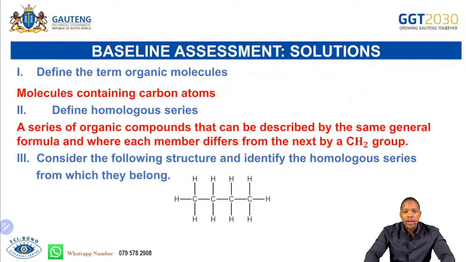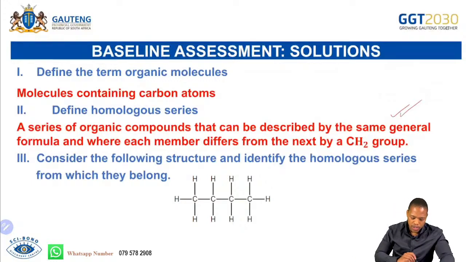Okay, the next question was saying, define the homologous series. Then we say this is a series of organic compounds that can be described by the same general formula and where each member differs from the next by a CH2 group. That's how we define a homologous series. A very, very important definition. Very, very important that you should be able to do this differentiation.